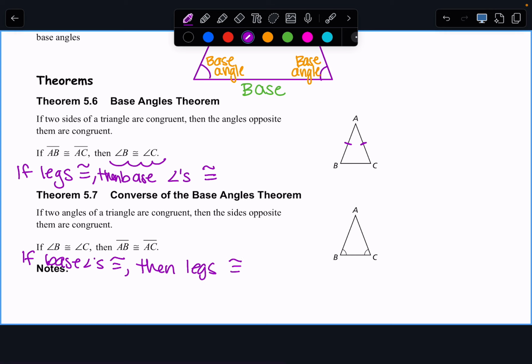So basically, if you have a triangle where two sides are congruent, you know the opposite angles are also going to be congruent. And vice versa. If you have a triangle where two angles are congruent, you know their opposite sides are going to be congruent. Are you with me? You're with me. Okay. You're not with me? Okay.